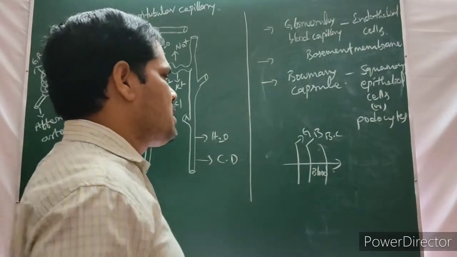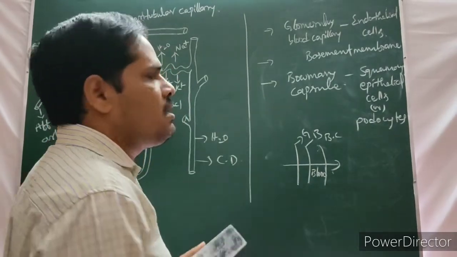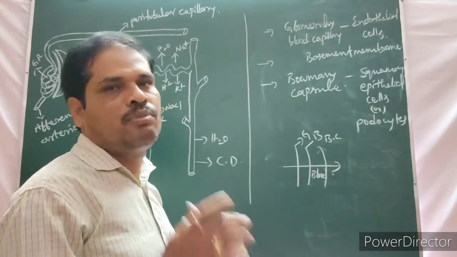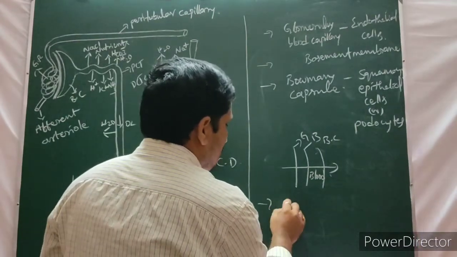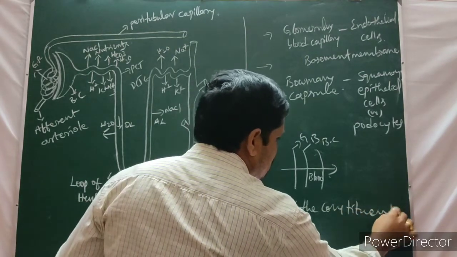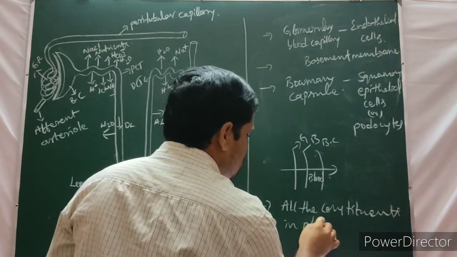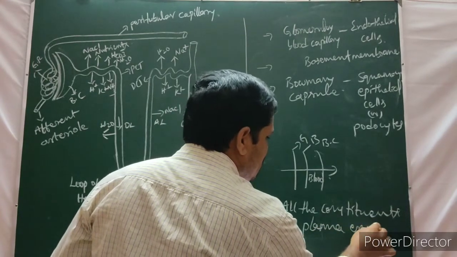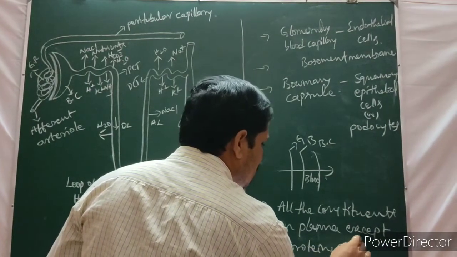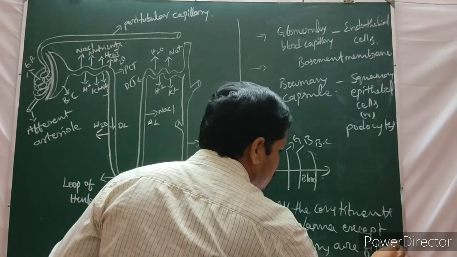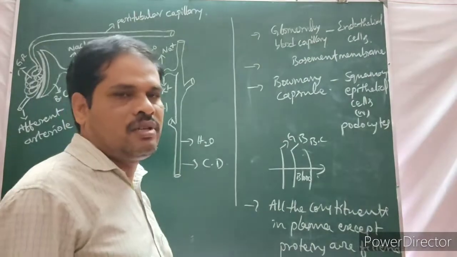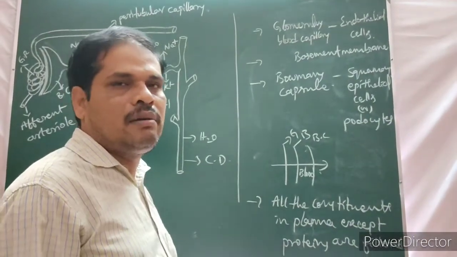Whenever the blood passes through these 3 membranes, what happens to the constituents present in the plasma? All the constituents in plasma except proteins are filtered. This is what we call glomerular filtration, also called ultrafiltration.